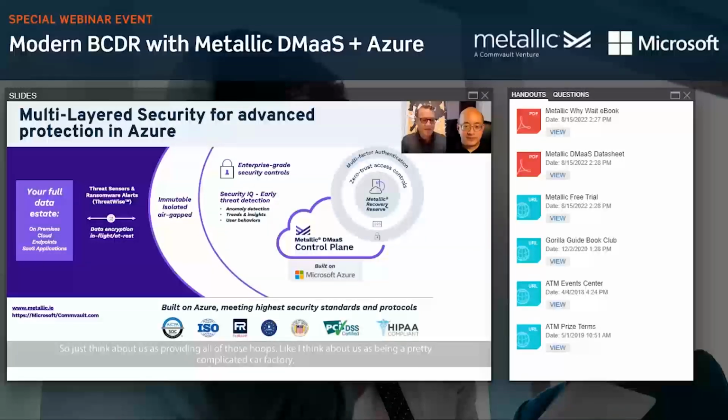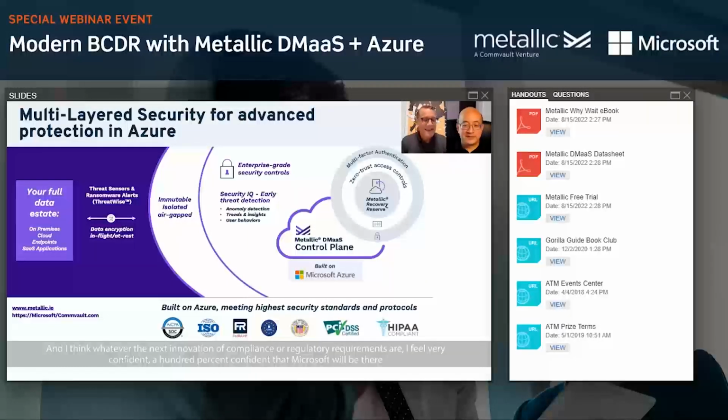So just think about us as providing all of those hoops. I think about us as being a pretty complicated car factory. And we're producing all the widgets and all the use cases and all the scenarios to build this robust, amazing car. Commvault is the driver. So you show up, you pick people up, you make sure they get from point A to point B really, really safely in this platform that we actually provide.